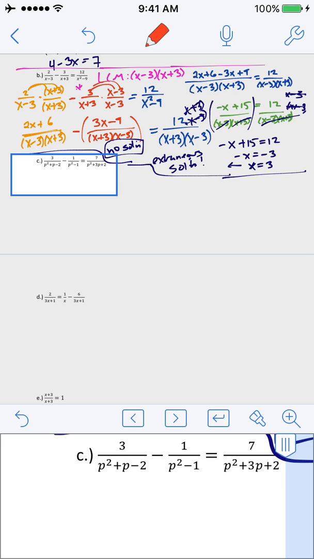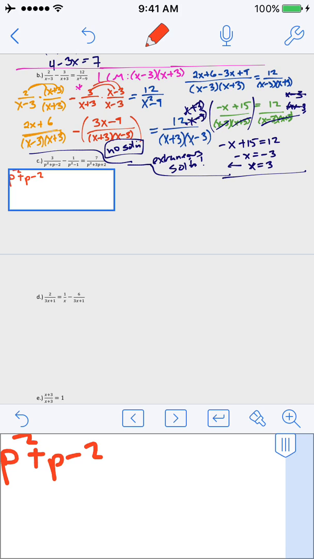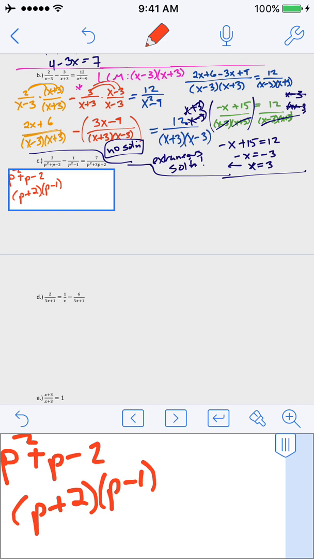So let's factor first. Start with p squared plus p minus 2. So two things that would multiply to negative 2 and add to positive 1. That sounds like 2 and negative 1, right? So this is going to factor to p plus 2, p minus 1.